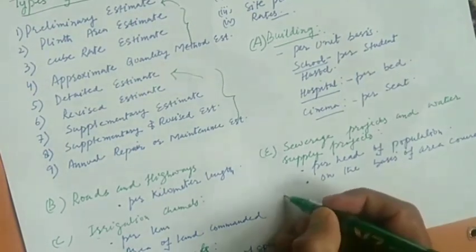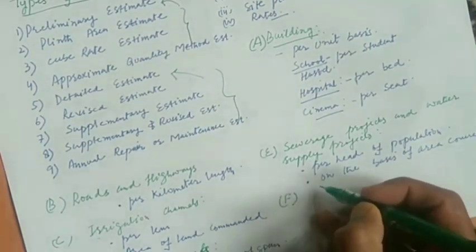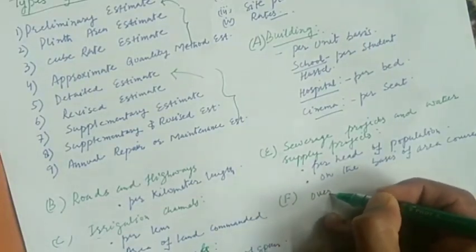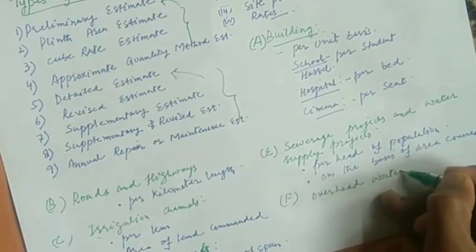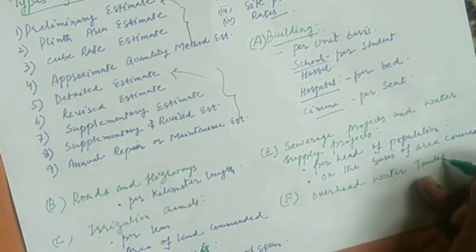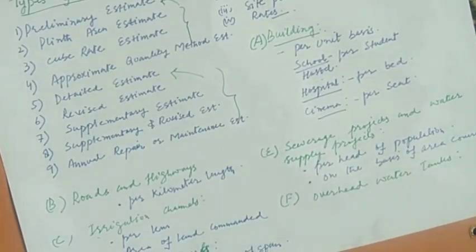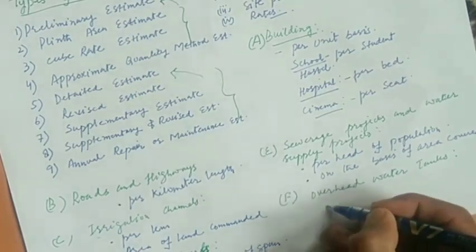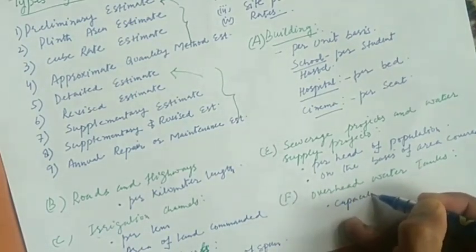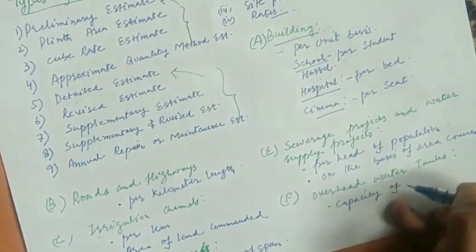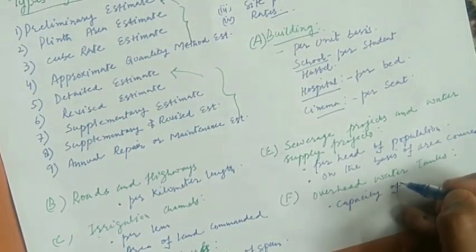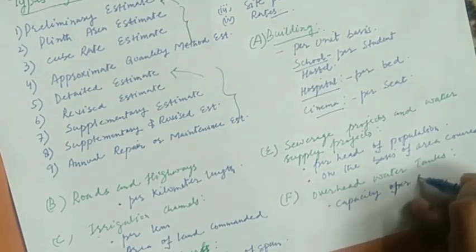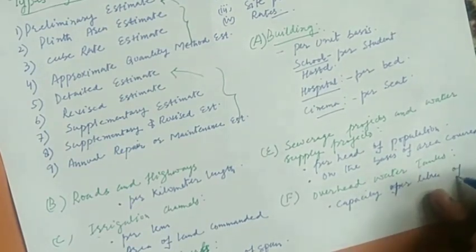If you have to prepare a preliminary estimate for overhead water tanks, then this will be made on the basis of capacity, per liter of the tank.